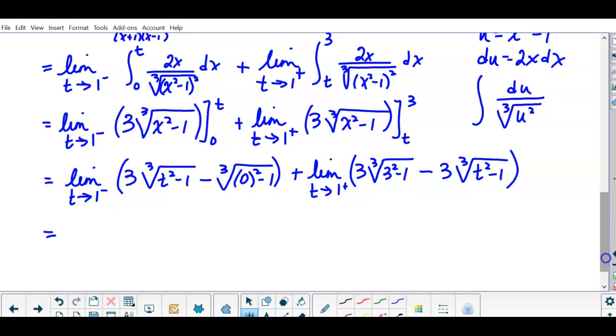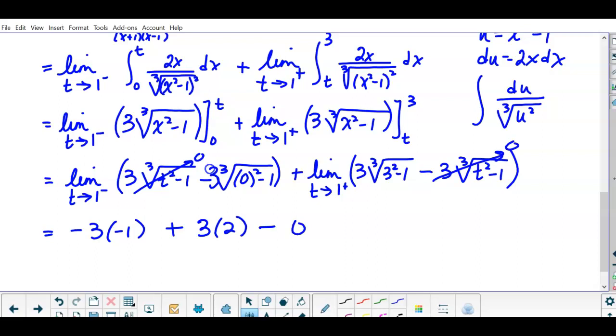It's a cubed root, so even if it was negative, it's okay, but this is going to approach 0 in here. Okay, so this approaches 0, the first term, as t approaches 1 from the left. The radicand approaches 0. This is going to be minus 3 times negative 1 times negative 1. Plus, then 3 times cubed root of 8 is 2, minus this approaches 0. So that's going to be 3 plus 6 equals 9. Okay?